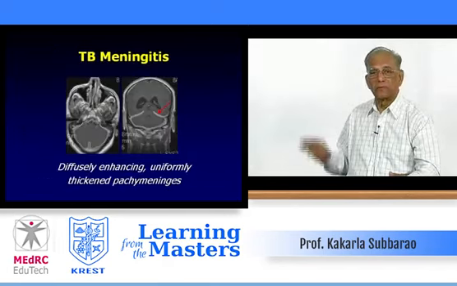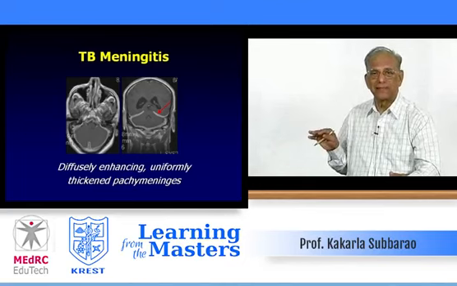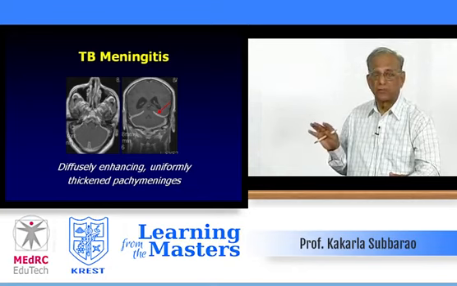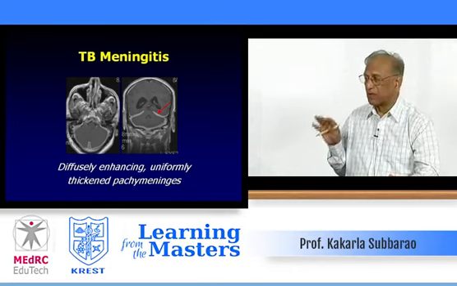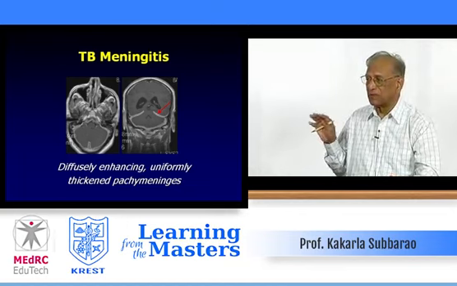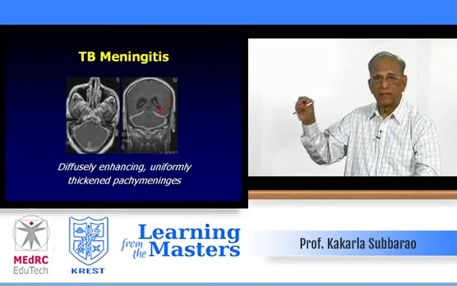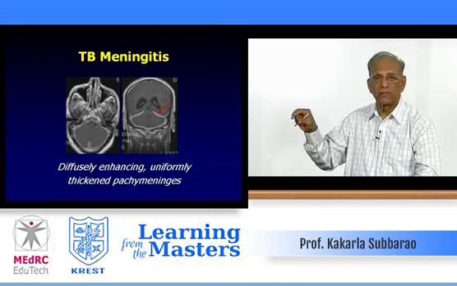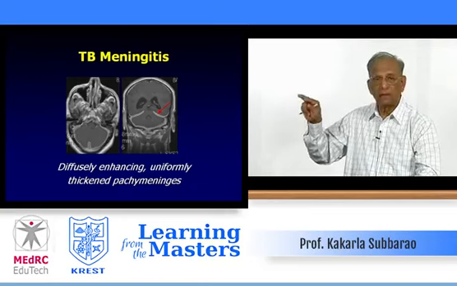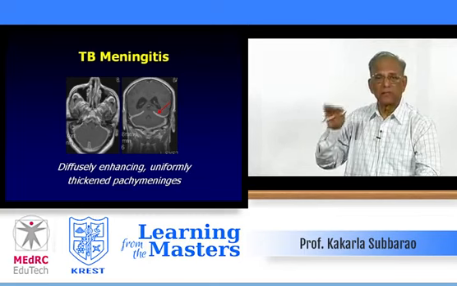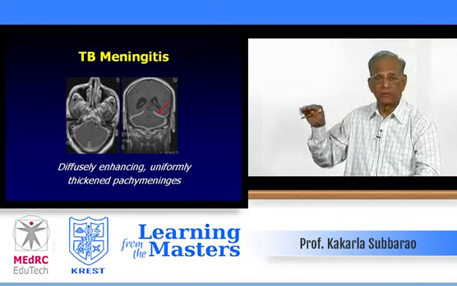Now we come from the skull to the meninges. Tuberculous meningitis is also common. It's not as rare as tuberculosis of the calvarial bones. Diffusely enhancing, uniformly thickened pachymeninges. So look at those arrows. Thick meninges and exudates we can see. And these exudates, particularly in the basal cisterna, produce hydrocephalus.